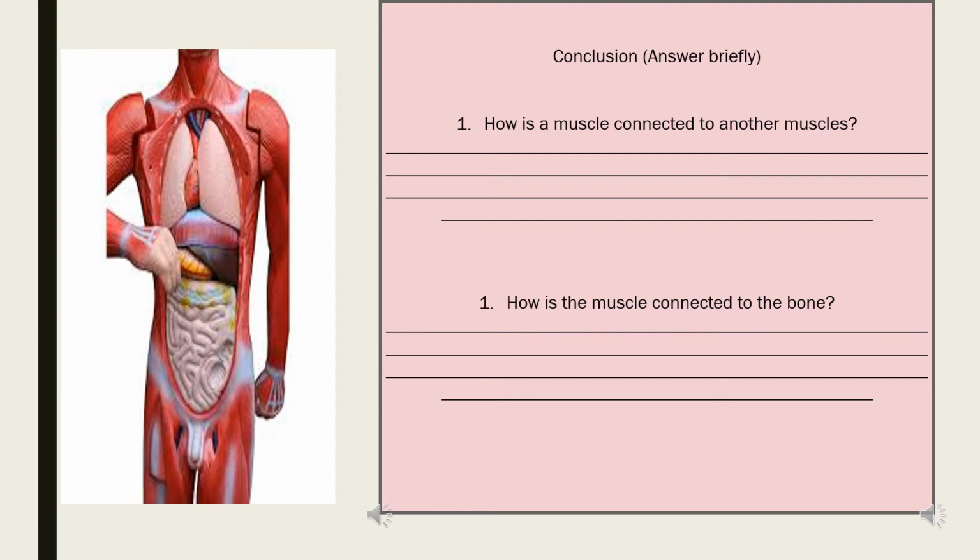Okay, so after the activity, we're going to answer these two questions. You have to write your answers briefly. For number 1, how is a muscle connected to other muscles? And number 2, how are the muscles connected to the bone? You may write your answer. I'll give you enough time to answer that. You may begin.